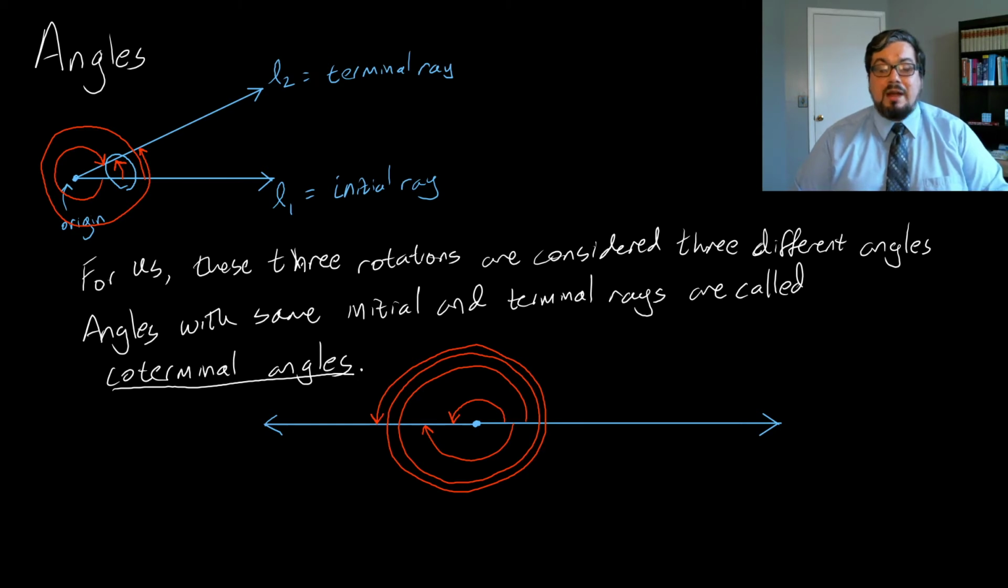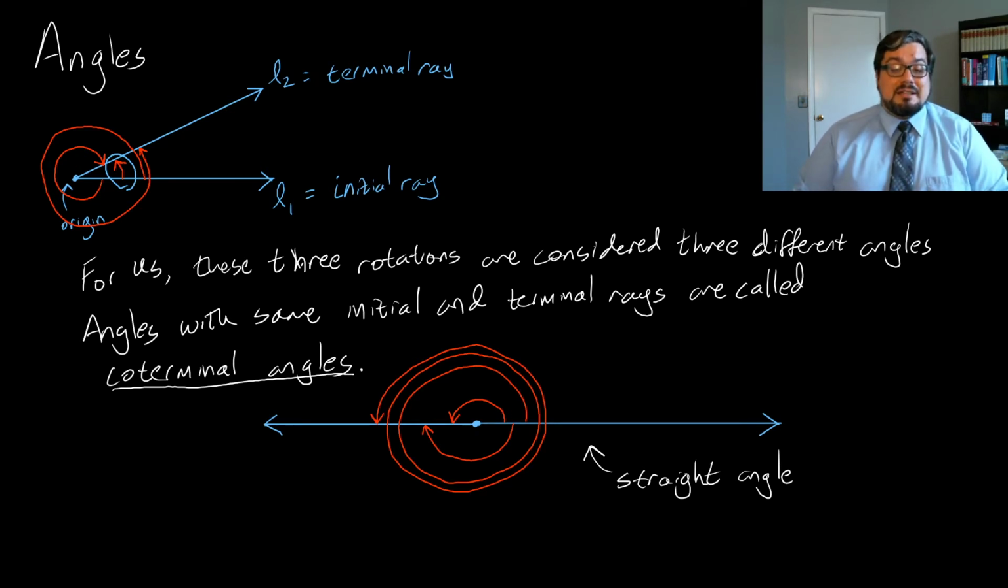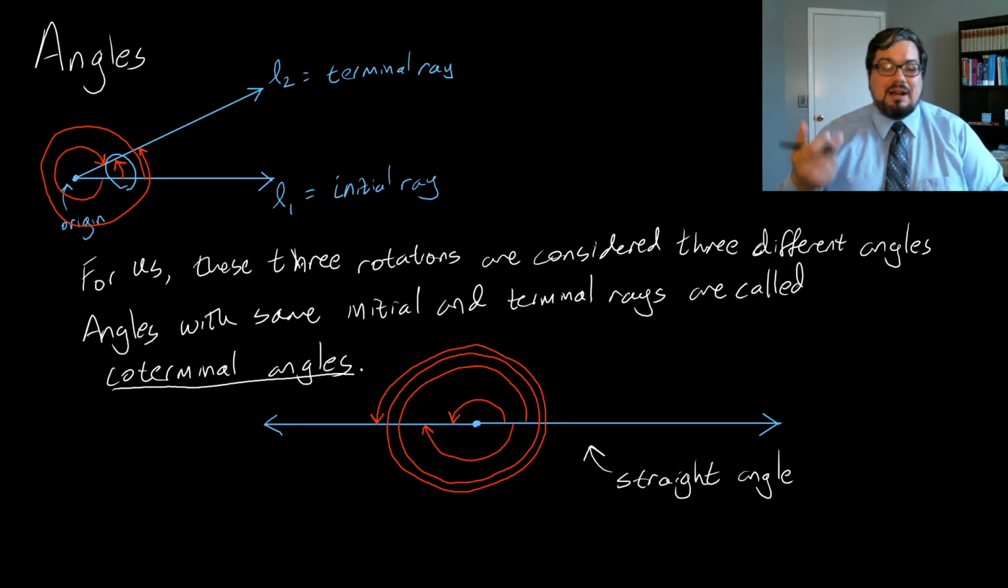So these three red angles are all coterminal, but they give two rays that go in exactly opposite directions. We're going to refer to this as a straight angle. In geometry, you typically wouldn't call this an angle. This is simply a line. But we're going to have need to refer to angles like this. It makes sense for us because it does involve a rotation. This just means rotating exactly halfway around the circle.